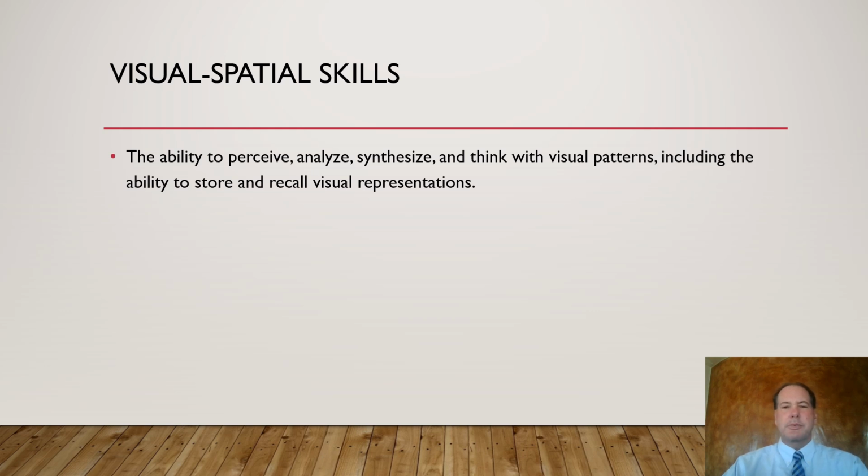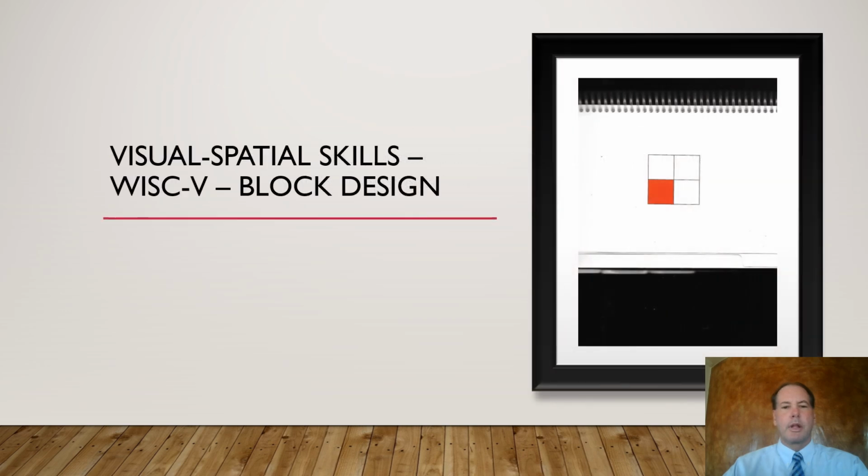Another area that we look at is what's called visual spatial skills. That's the ability to perceive, analyze, synthesize, and think with visual patterns, including the ability to store and recall visual representations. One of the subtests is what's called block design. In this particular subtest, they're given 4 blocks, and they would look at this pattern, and with their 4 blocks, you can have a red side up, a white side up, or even a red and white side up, and they need to make this design.